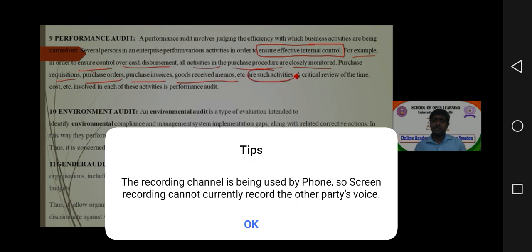are such sort of activities. So a critical review of the time, cost, etc. involved in each of these activities is called performance audit.